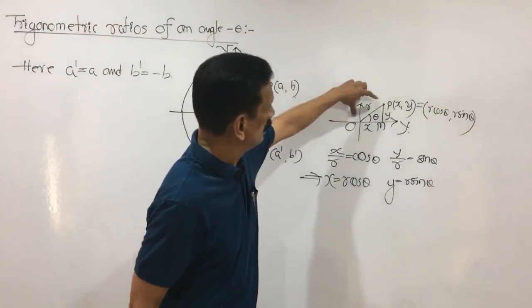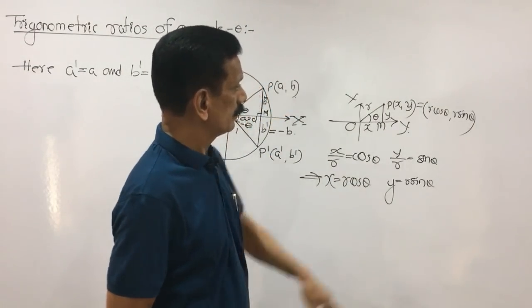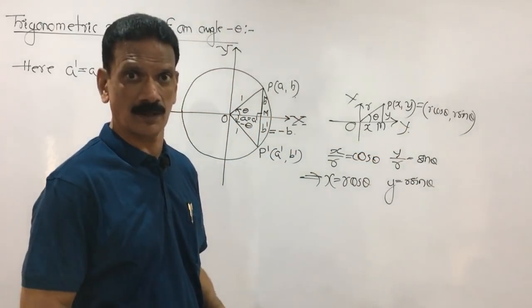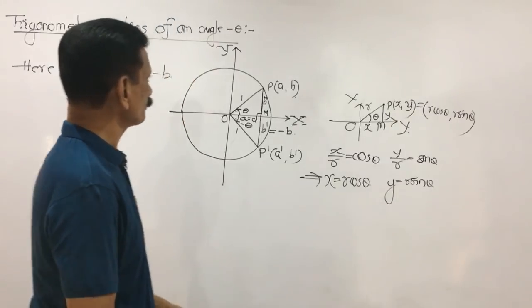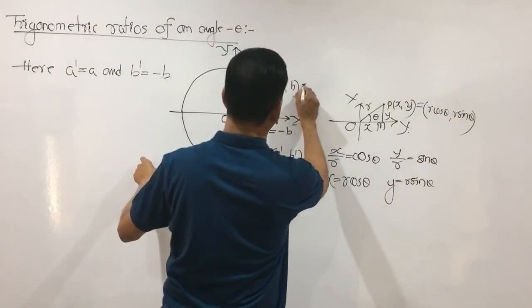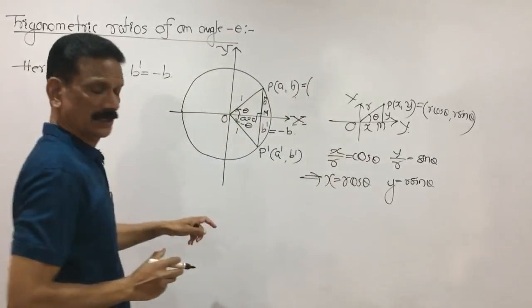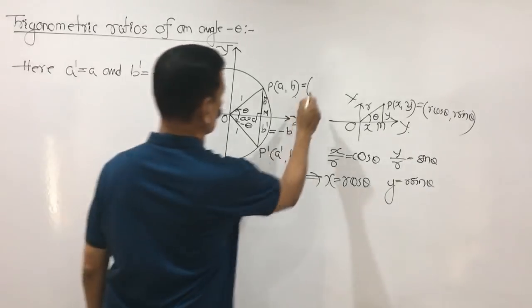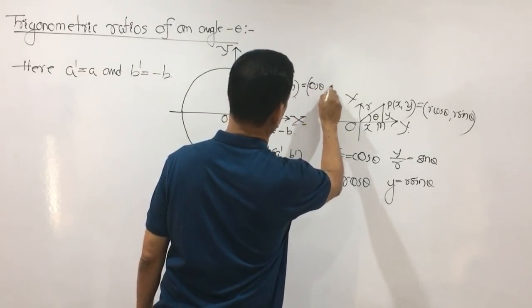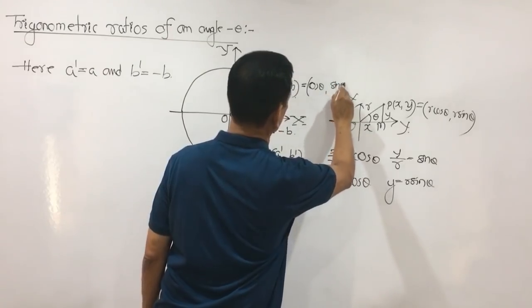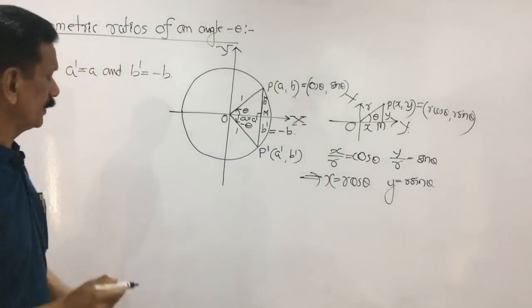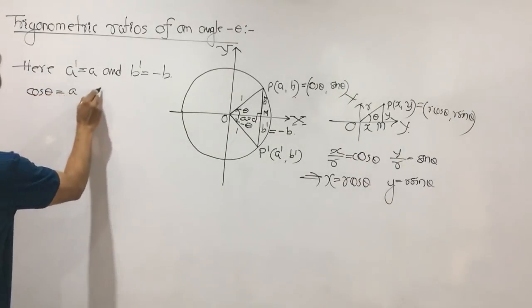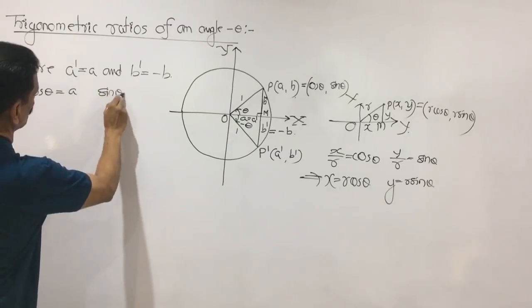And if this is 1, then the coordinates of the point become cos theta, sin theta. So here the coordinates of the point, I can write this as A, which we know is cos theta, and B is nothing but sin theta. So we know that cos theta is A, and sin theta is B.